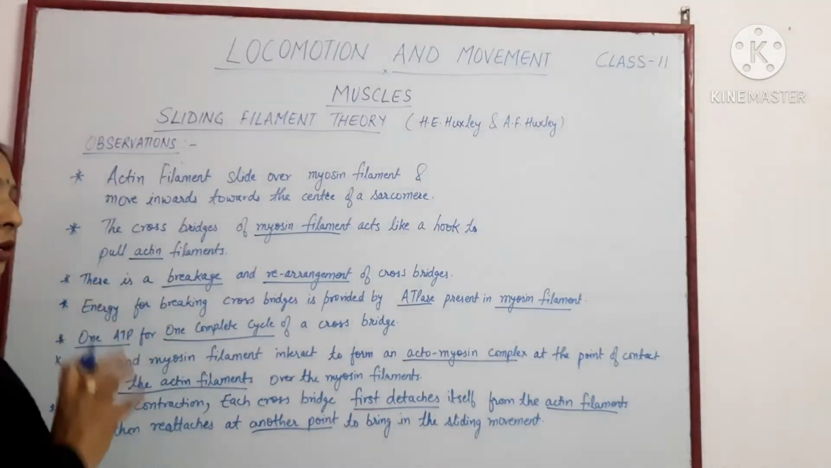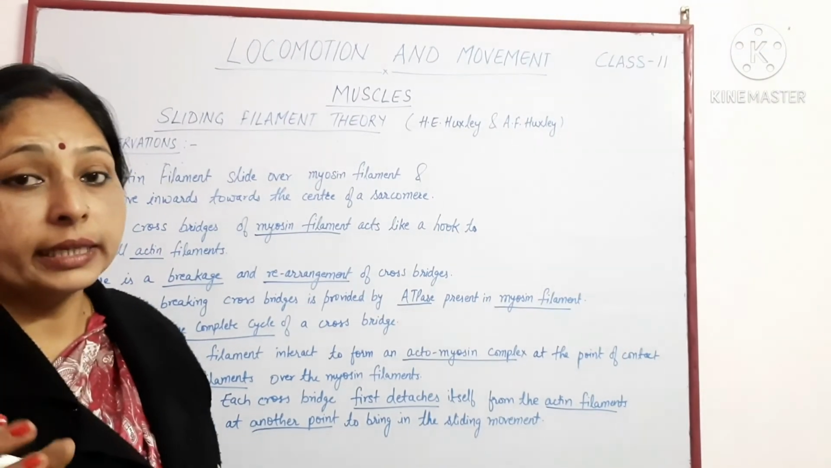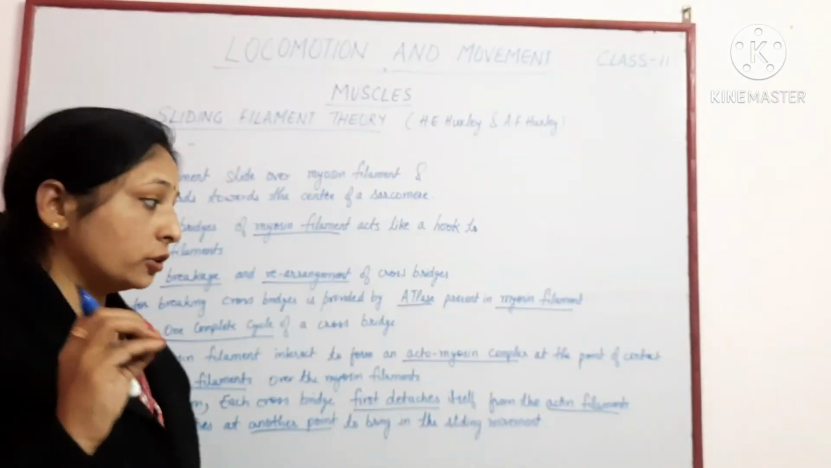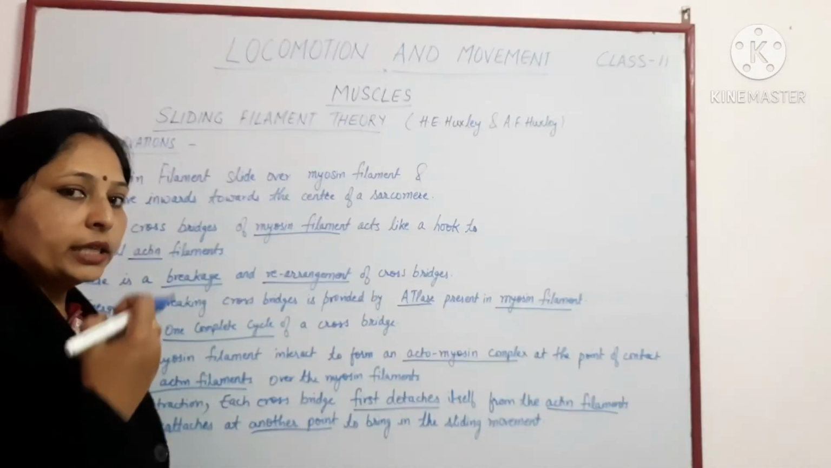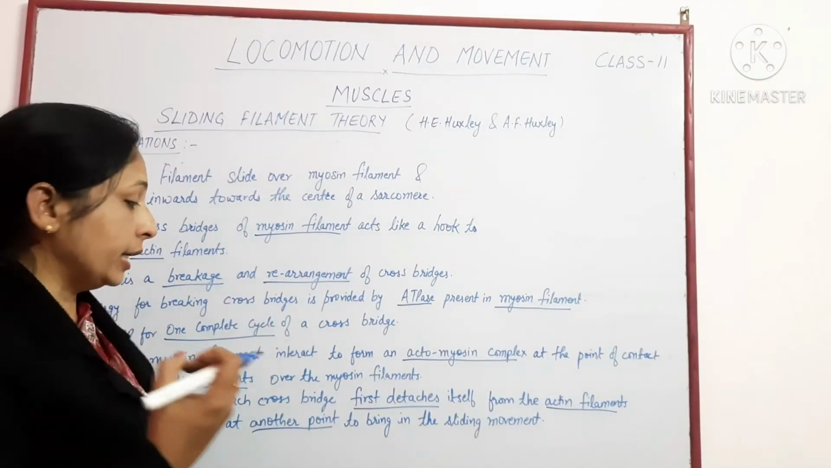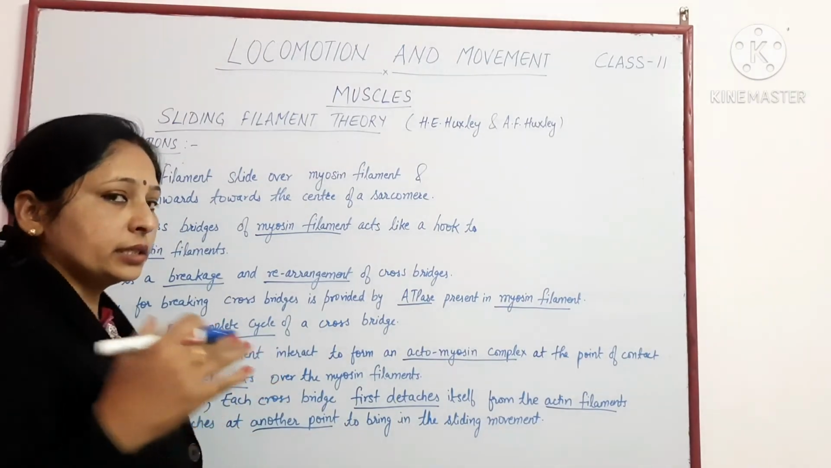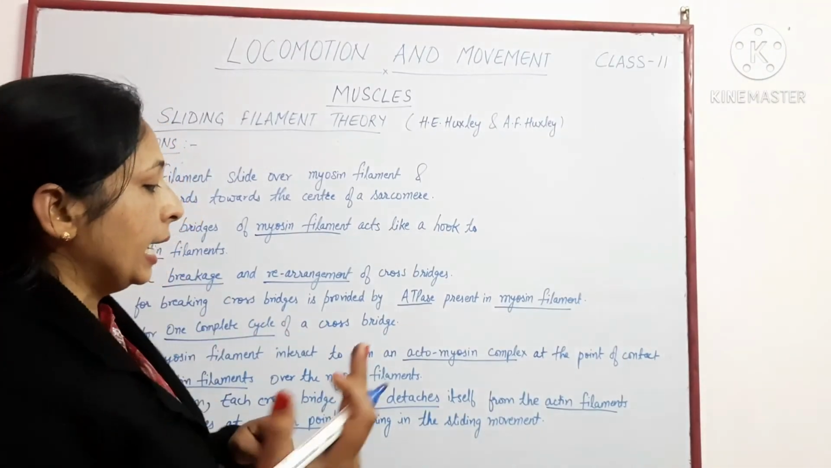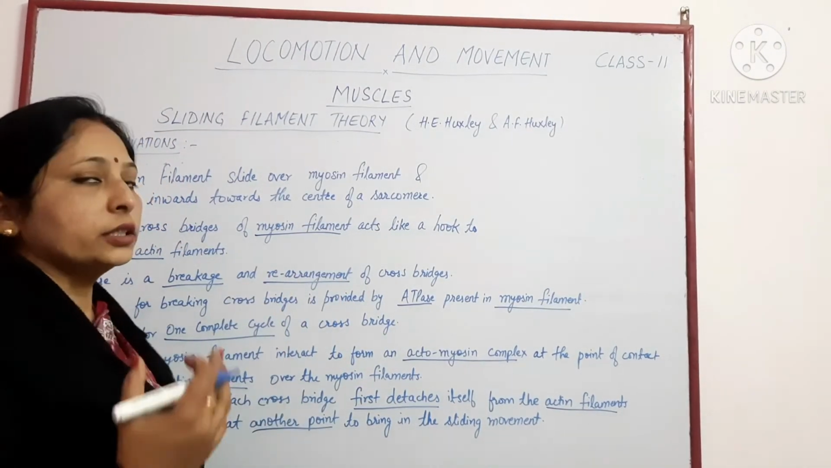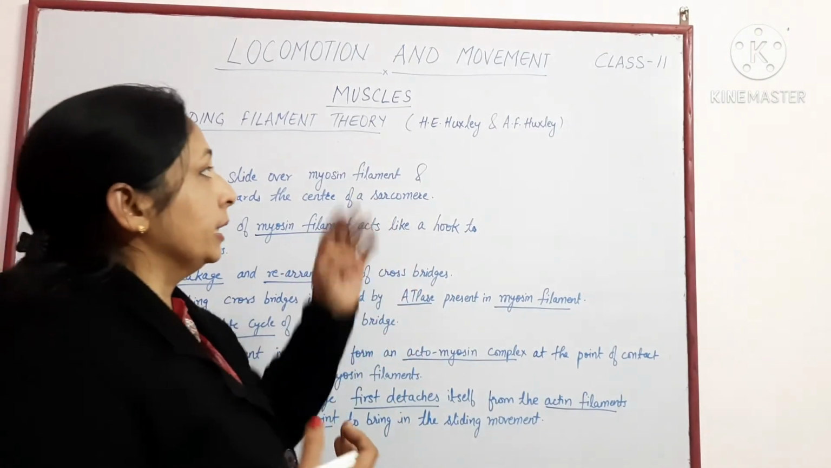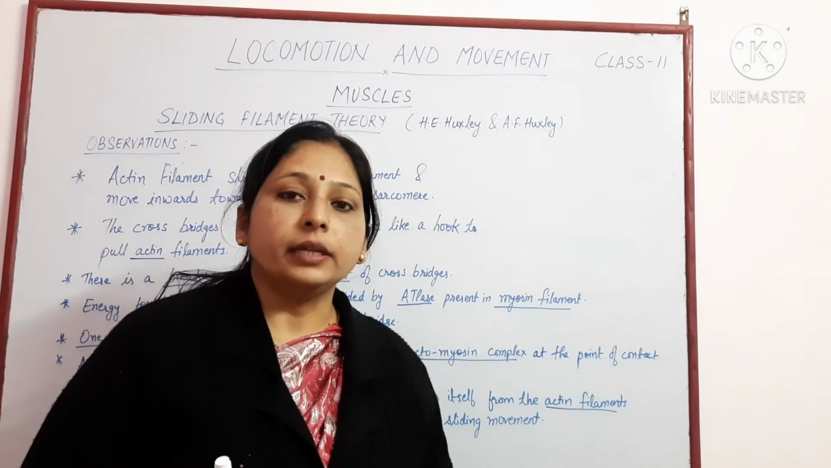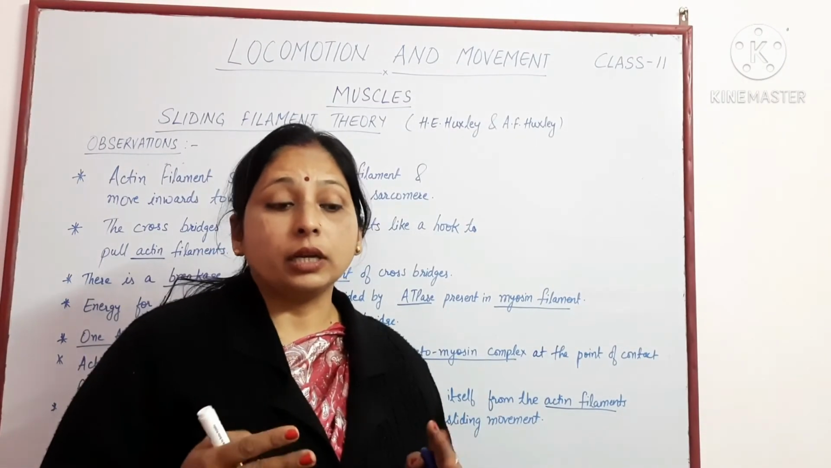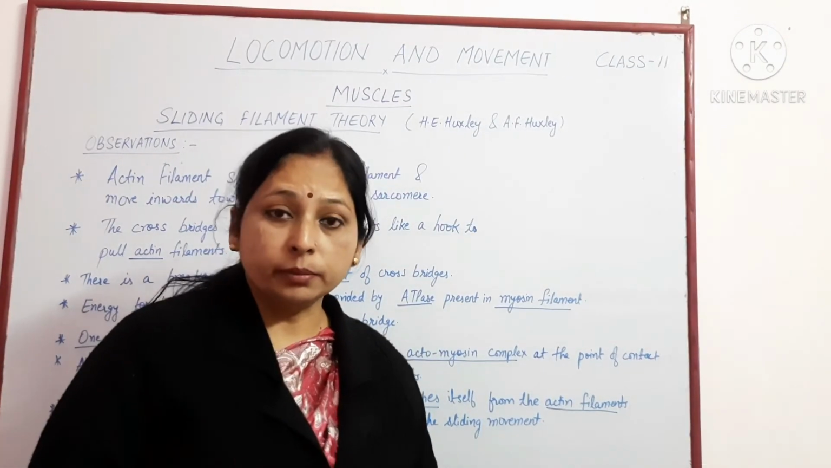The actin and myosin filaments at the point of contact form the actomyosin complex, and this results in pulling the actin filament. Pulling of the actin filament over the myosin results in the sliding movement, and this theory for the contraction is given by H.E. Huxley and A.F. Huxley as the sliding filament theory. So this is all about muscular movement.